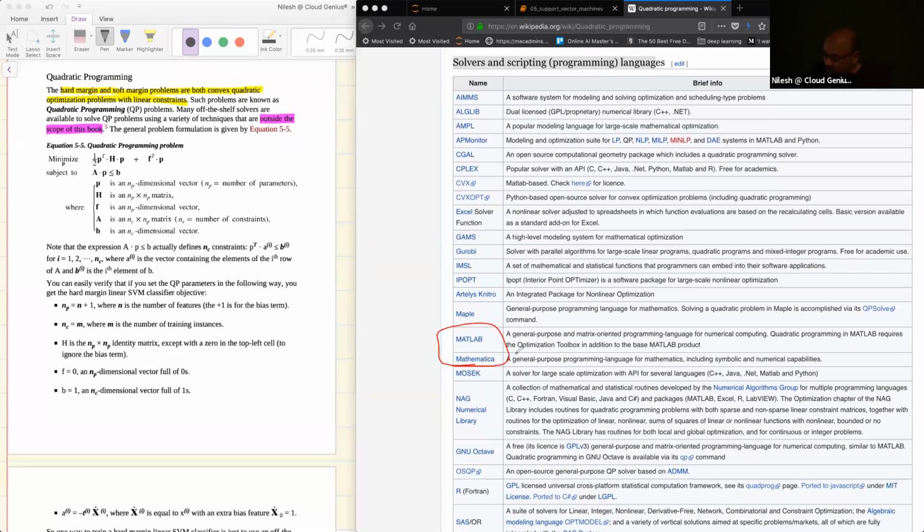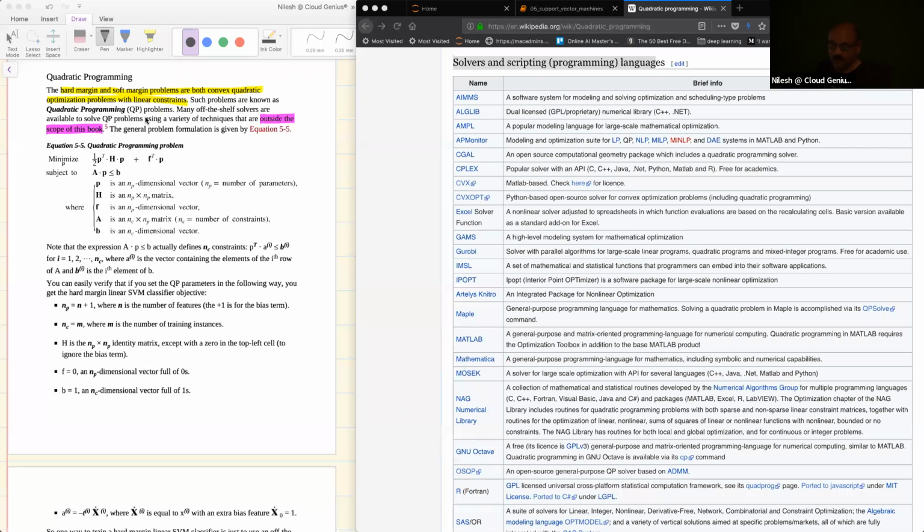Mathematica, MATLAB. There are also a couple of others that you may have heard of before. GNU Octave, an open source library, basically implements this in open source. There is a Fortran R library available. So there are a bunch of different ways to get quadratic programming solved, which requires a solver. And that is what we are going to discuss in this segment.